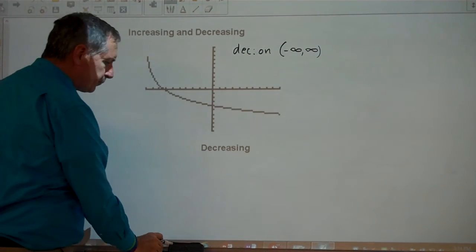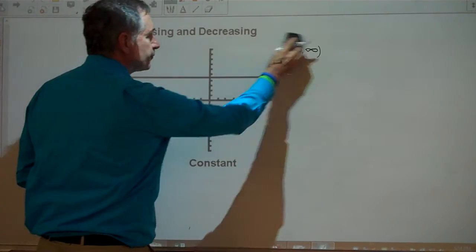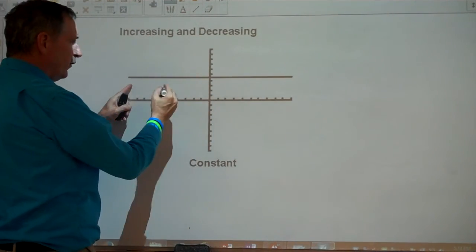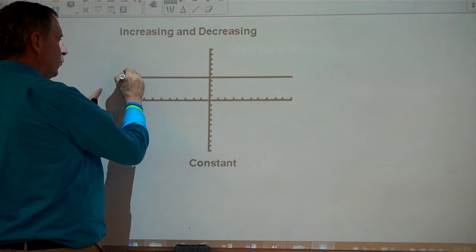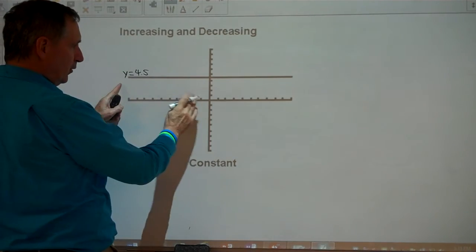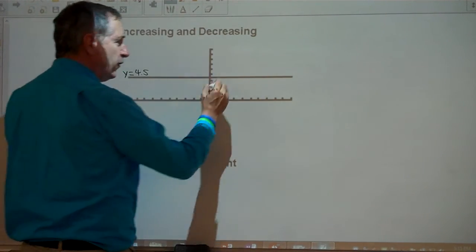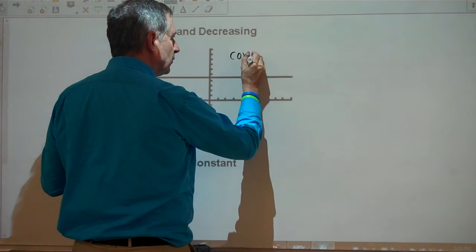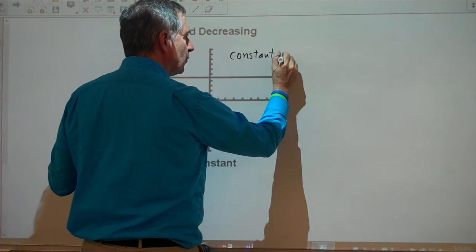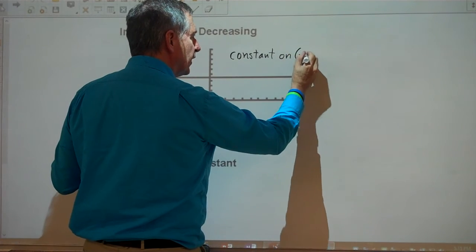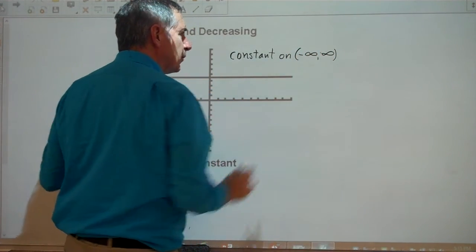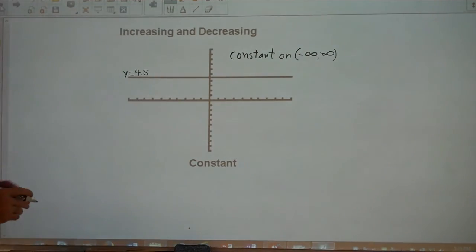And then you can have an example where you have a constant example. So this is a constant function, and this is one of y equals 4.5. And we say this function is constant on the interval negative infinity, infinity. Okay, so there we have an example of a constant function.